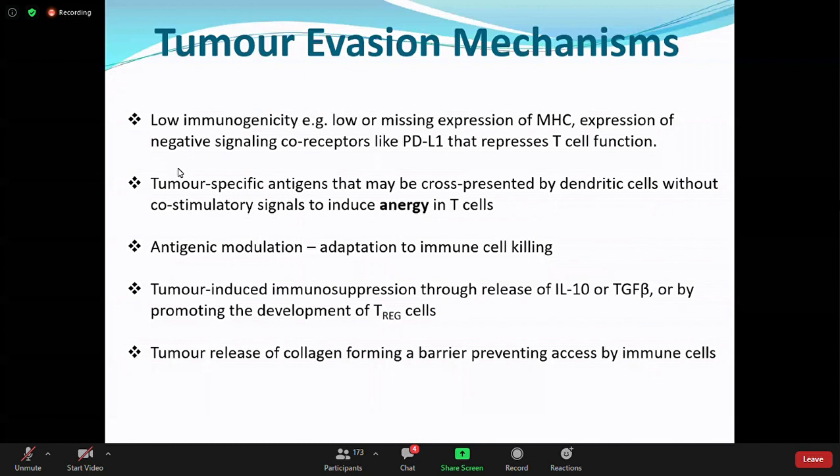They can also upregulate co-receptors like PD1 ligand. PD1 ligand acts similarly to the TNF receptor system. So when these tumor cells are expressing PD1 ligand and the attacking cytotoxic T cells are expressing PD1, as soon as those cytotoxic T cells try to kill the tumor cells, the cytotoxic T cells themselves are killed.